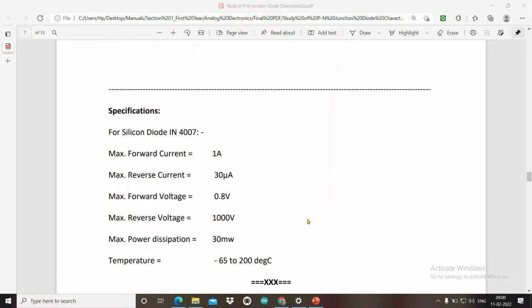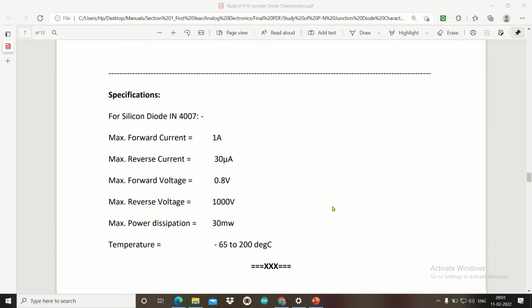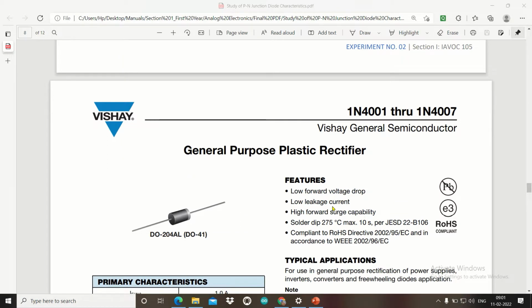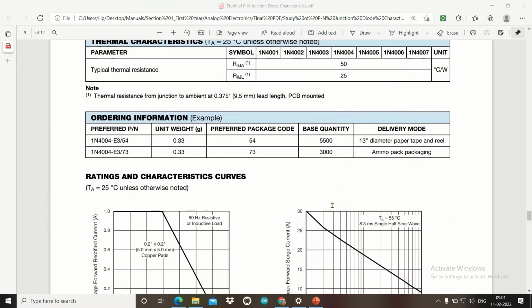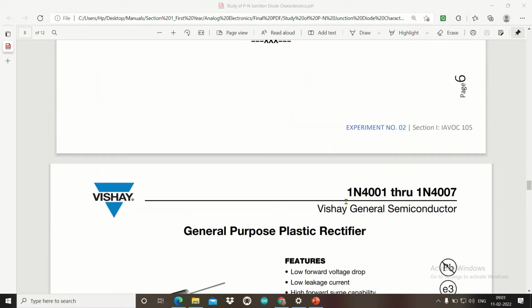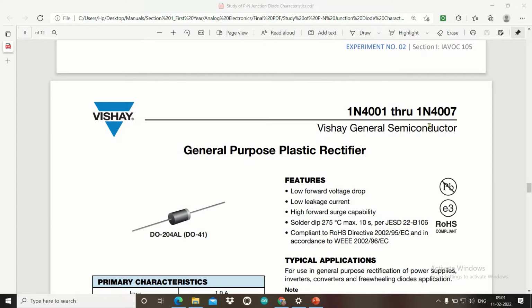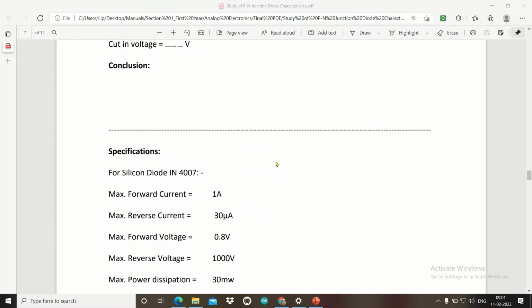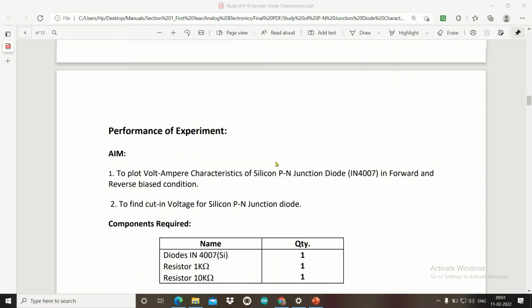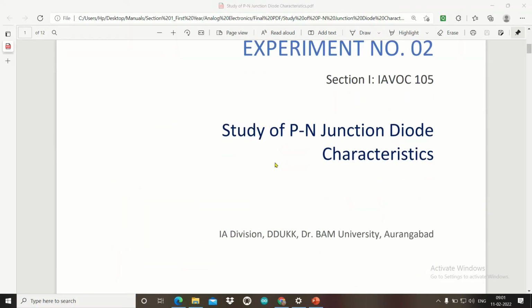Whenever we use any electronic component for an experiment, we should be very careful about its important specifications. Here some of the important specifications of the diode 1N4007 that we will be using for this experiment have been given, and at the end of this manual the data sheets for 1N4001 to 1N4007, the complete family specification, are given. It is actually 1N4001 to 1N4007, and the diode we will be using for this purpose is 1N4007.